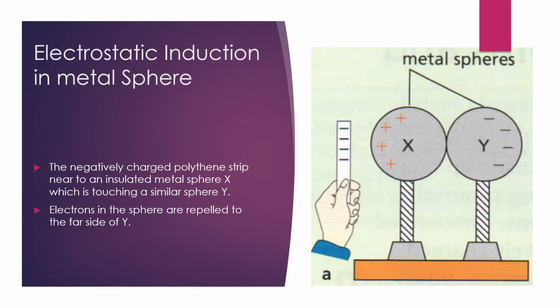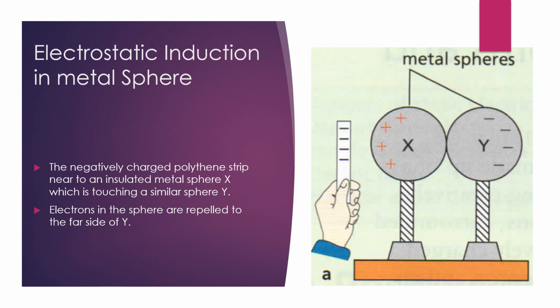So you can see that there are two metal spheres, made from metal. And there is an object that is brought near to the metal sphere. This object is a negatively charged object. And the metal spheres are touching each other. There are no gaps between them, they are touching. And you have to remember that the metal spheres are supported by insulators, so there's no way for the electrons to go away to the ground or lose their charge.